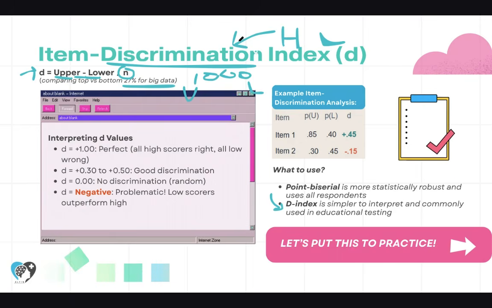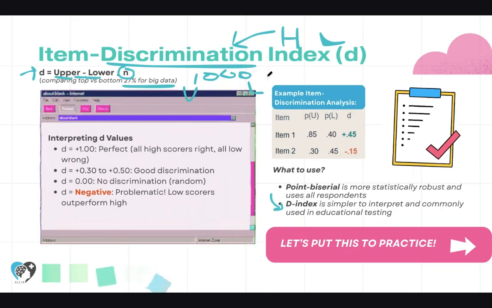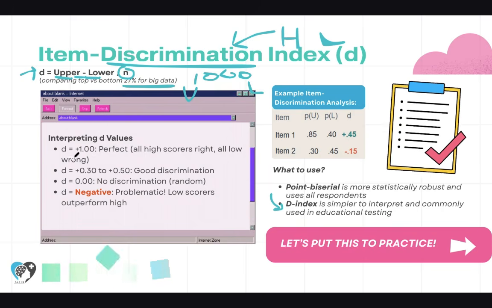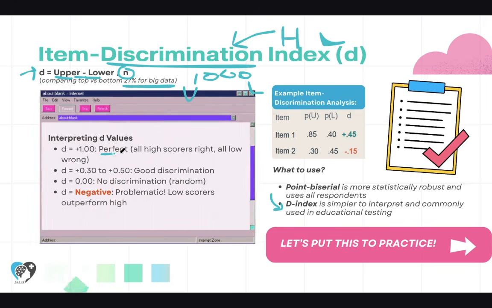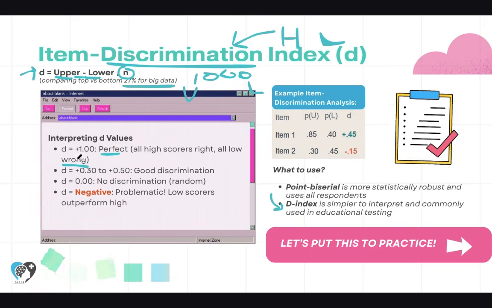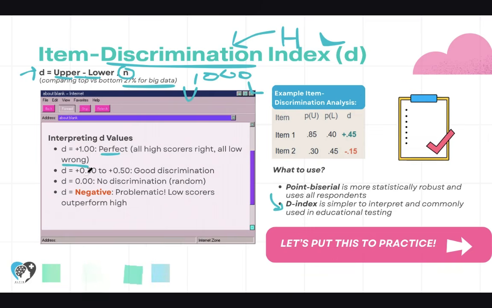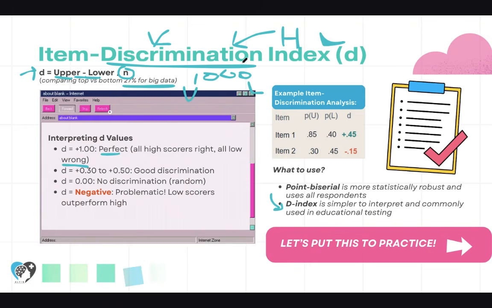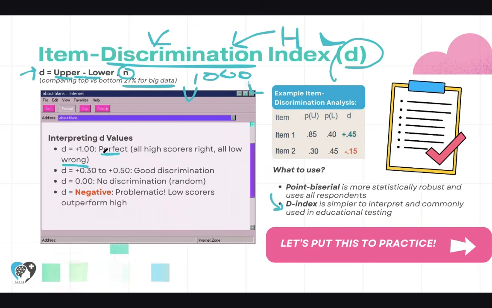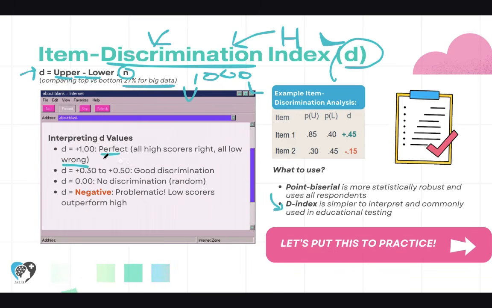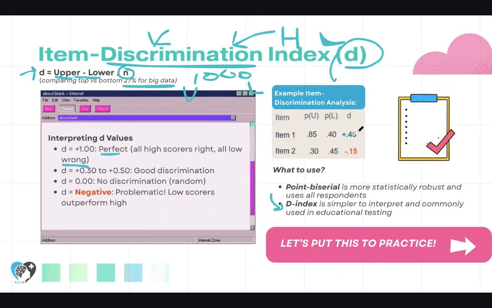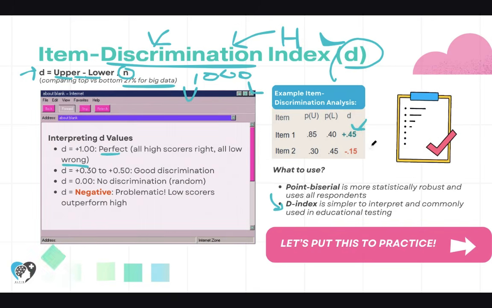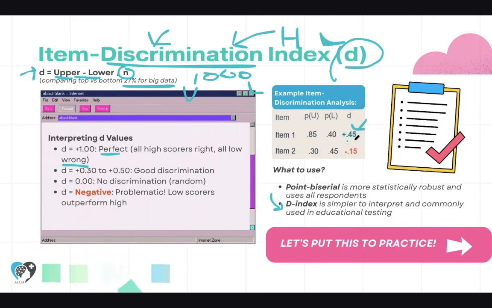So if we get a D value of 1, that means perfect. All high scorers were right and all low scorers were wrong. So this is the ideal. The closer it is to 1, the bigger the number, the better your discrimination index is. Let me repeat that: the bigger your value for the discrimination index, the better your discrimination power for that item. As you can see here, this one is kind of in the middle, 0.45. It's a good item in terms of discrimination.